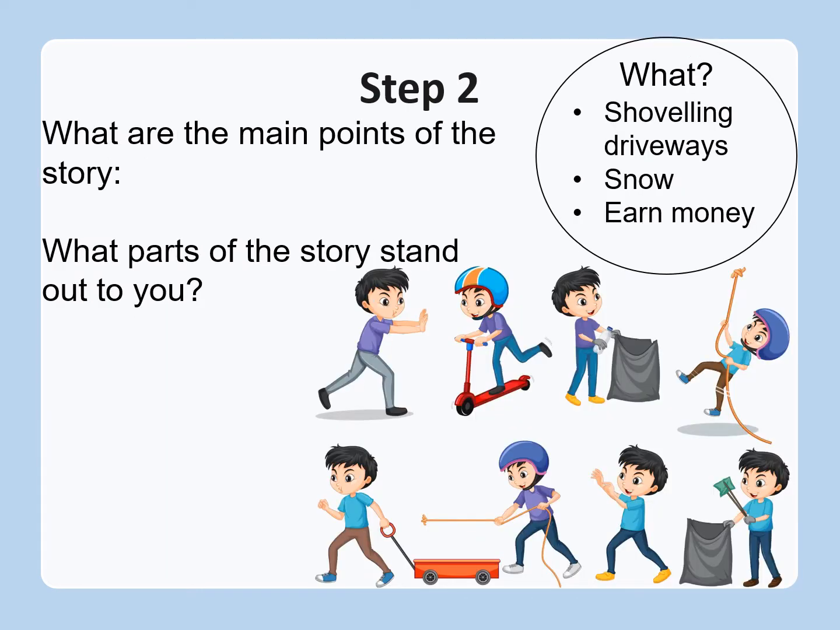Step 2. This is the what. What are the main points of the story? What parts of the story stand out to you? This is what makes the story unique. What makes the story the story? I've picked out a few points, and you could use others as well, but I've chosen shoveling driveways. There's snow, and the little boy or girl wants to earn some money to buy a new toy. Those are all important bits of information that we need to make sure we include in our summary.